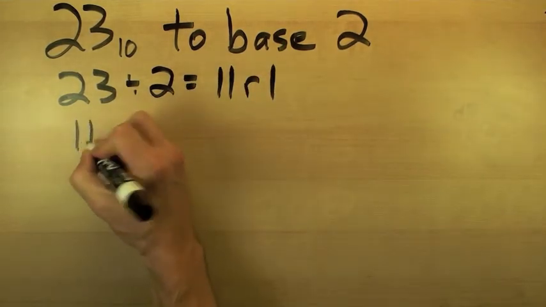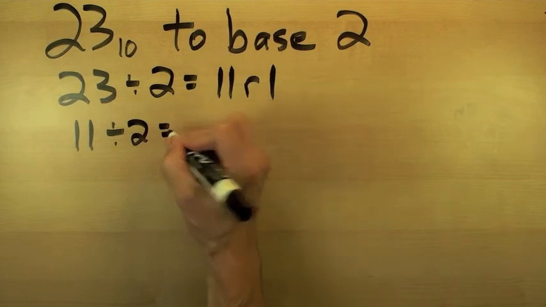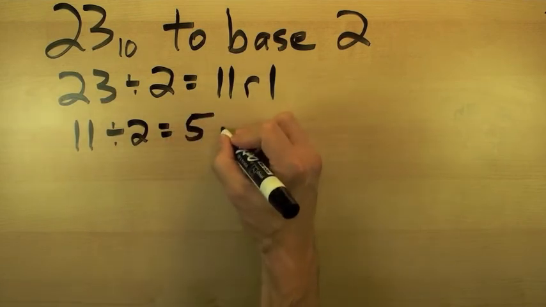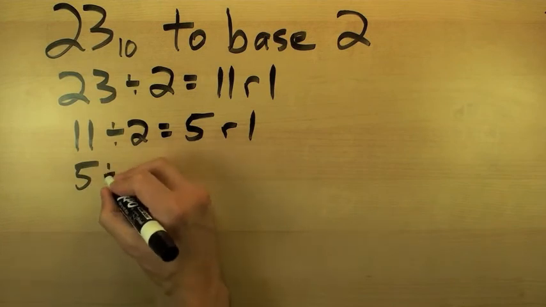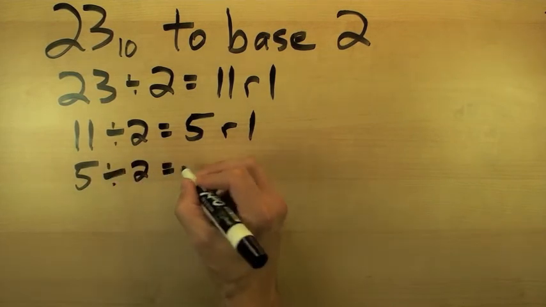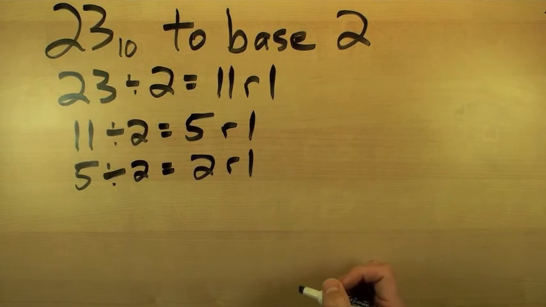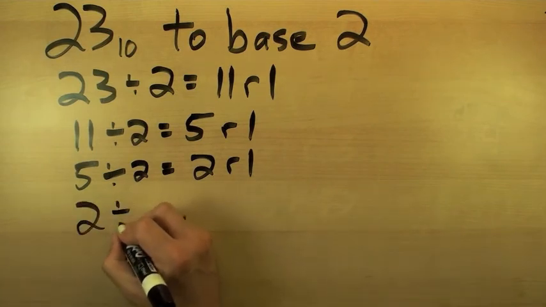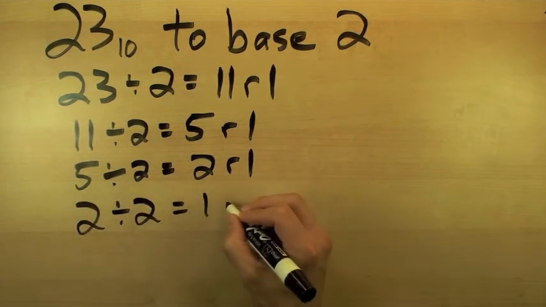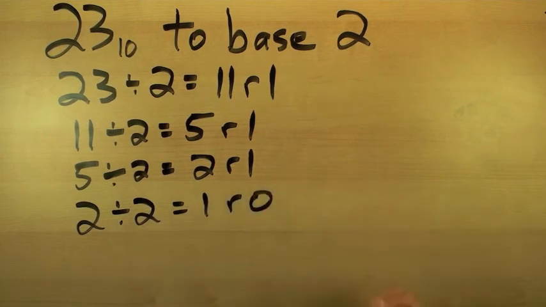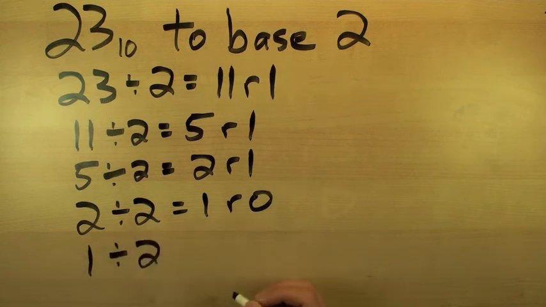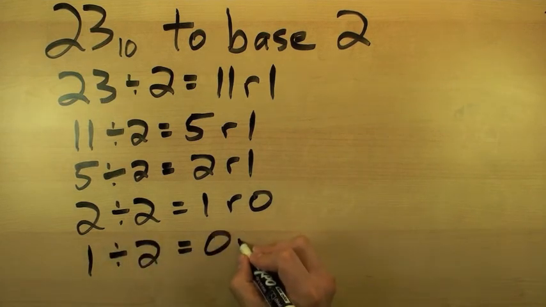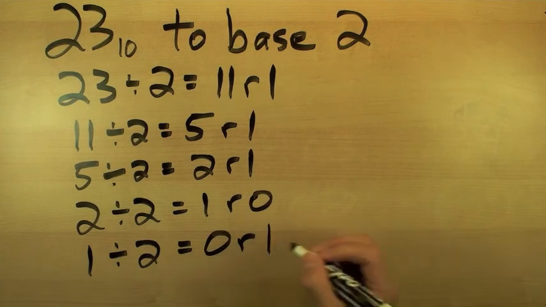Then we divide 11 by 2 to get 5 remainder 1. Then we divide 5 by 2 to get 2 remainder 1. Divide 2 by 2 to get 1 remainder 0. And then now we divide this 1 by 2 to get 0 remainder 1.